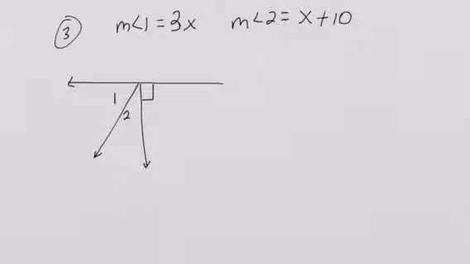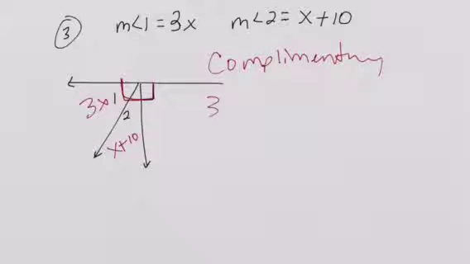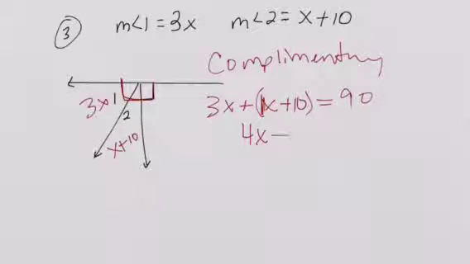Now we need to find missing x and find the measure of the two angles. So angle 1 is 3x, angle 2 is x plus 10. If this angle is a right angle, then that means that these two angles combined are going to be a right angle. That means they are complementary. So 3x plus x plus 10 is going to equal 90. 3x plus 1x is 4x plus 10 is equal to 90.